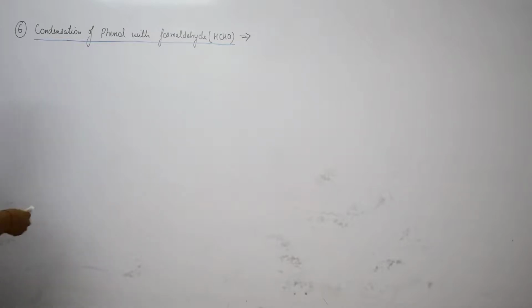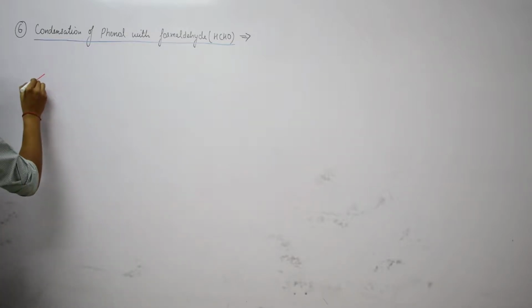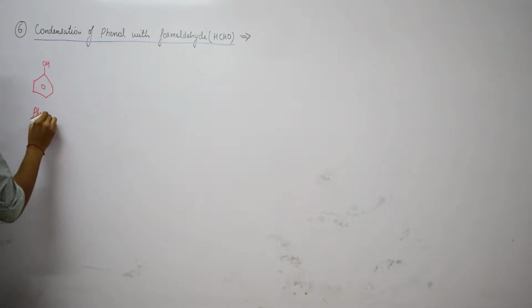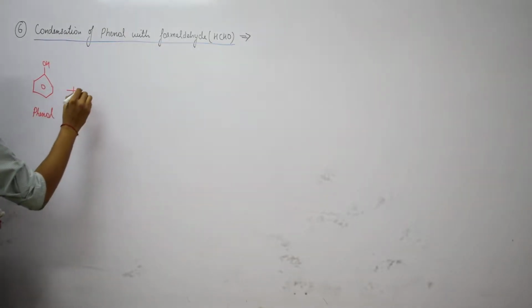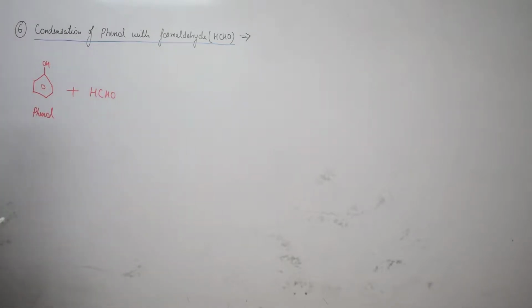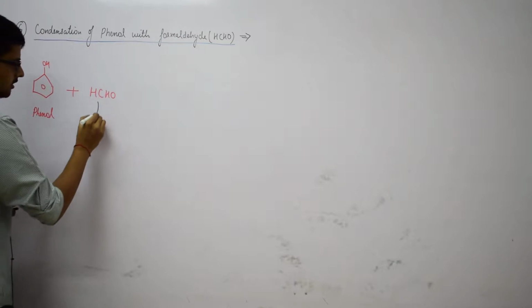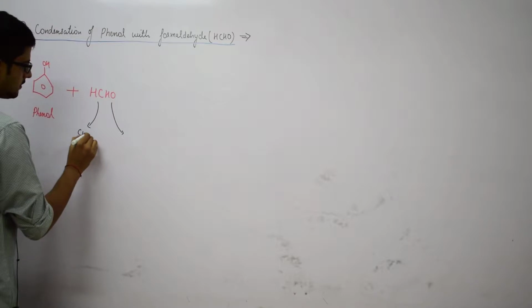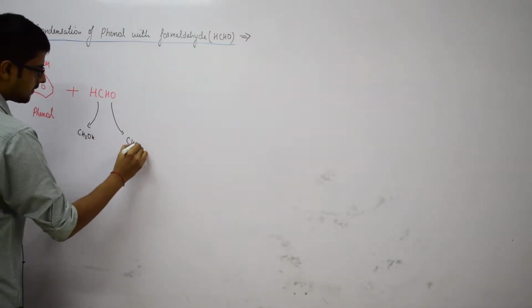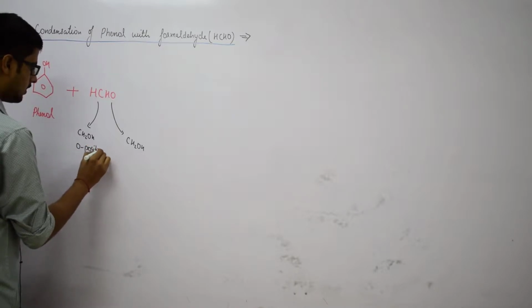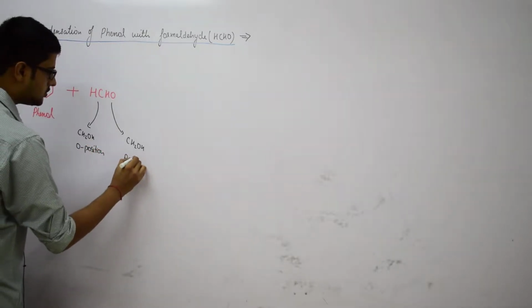So, what happens? This is our phenol molecule, and when it is treated with HCHO, this is our formaldehyde, this formaldehyde molecule introduces a CH2OH group at the ortho position and also at the para position.